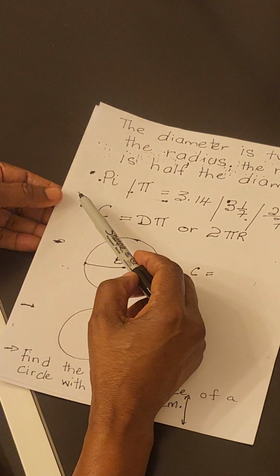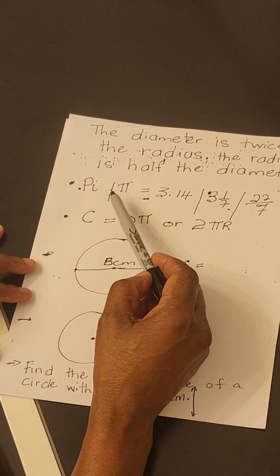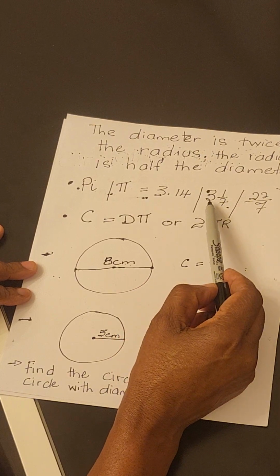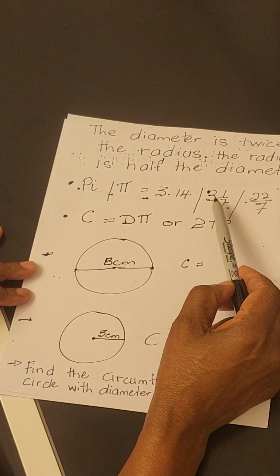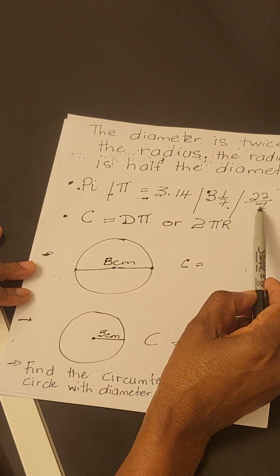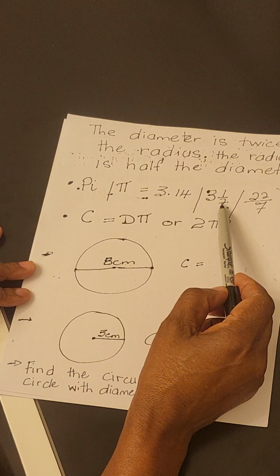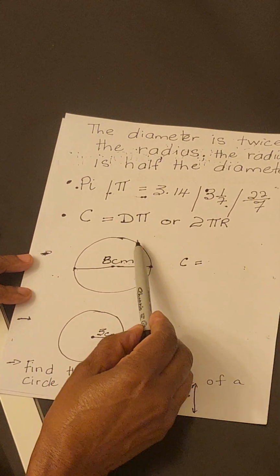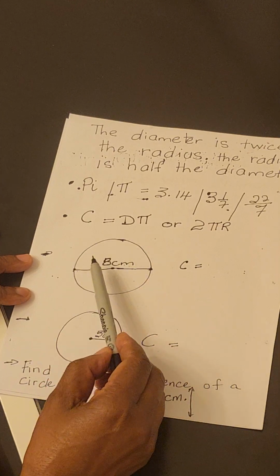Now you also have to be familiar with the term pi, and this is the symbol for pi, and pi is equal to 3.14 or 3 1/7 or 22/7. When you multiply 7 by 3 is 21 plus 1 is 22/7, which is the same as 3 1/7. Now pi is the number of times it would take the diameter to go around a circle. Good.